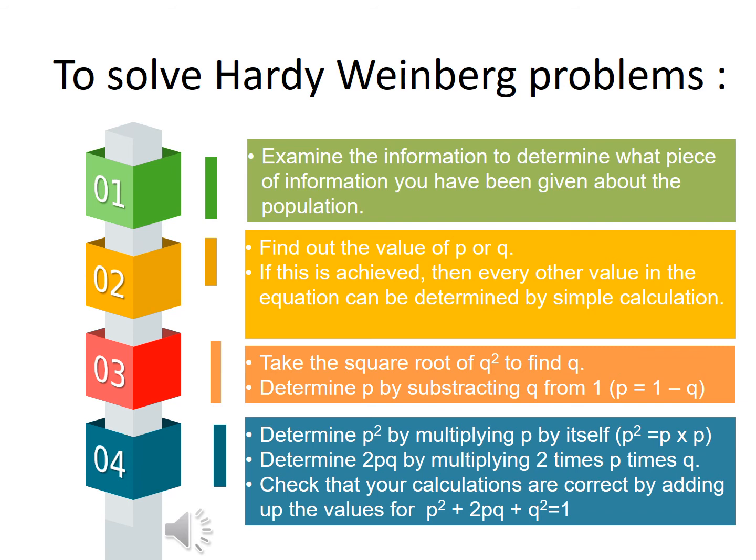Fourth, determine p squared by multiplying p by itself. Determine 2pq by multiplying 2 times p times q. Check that your calculations are correct by adding up the values for p squared plus 2pq plus q squared, which should equal 1.